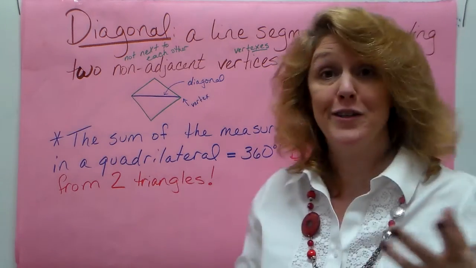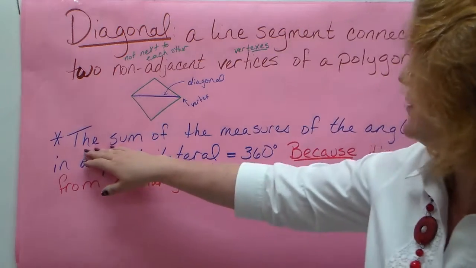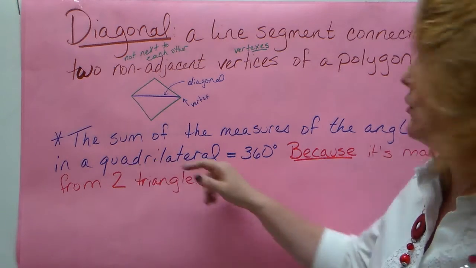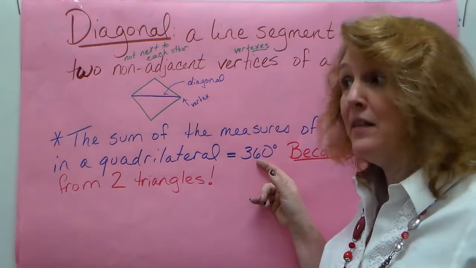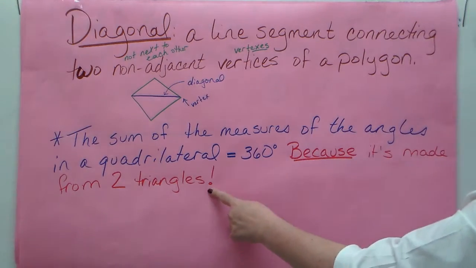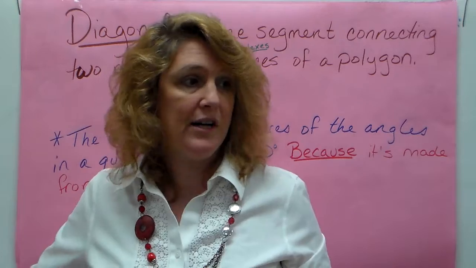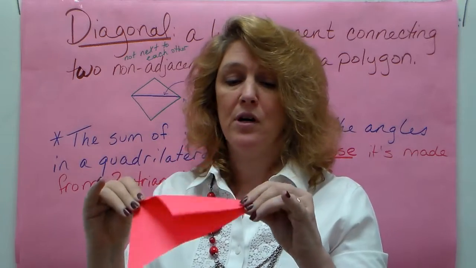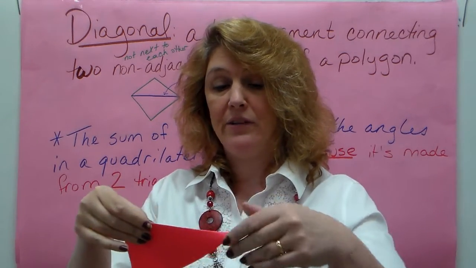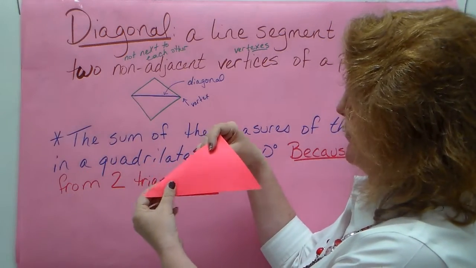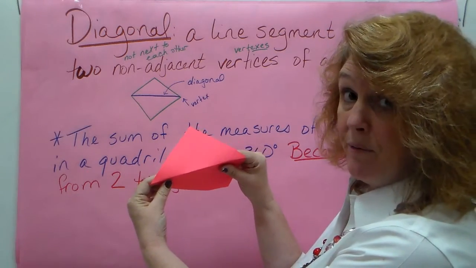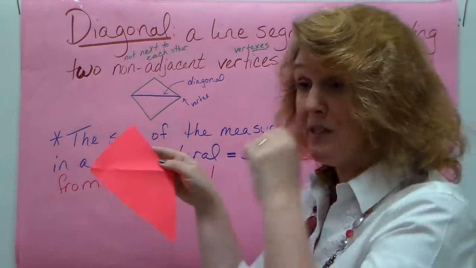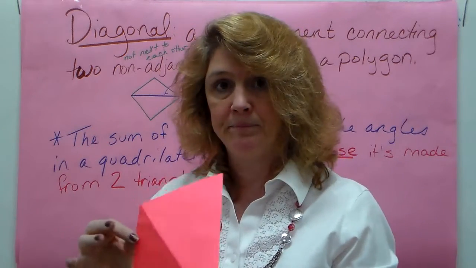So, on to the next shape, four sides. The sum of the measures of the angles in a quadrilateral equals 360 degrees. And this is mostly because it's made from two triangles. Anytime you've got a four-sided figure, you could cut it in half from corner to corner and make two triangles out of it. Here on this side, I've got a triangle that's this shape, and over here, I've got a triangle that's that shape. And if you add up all of these angle measurements plus all of these angle measurements, that's going to equal 360 degrees.